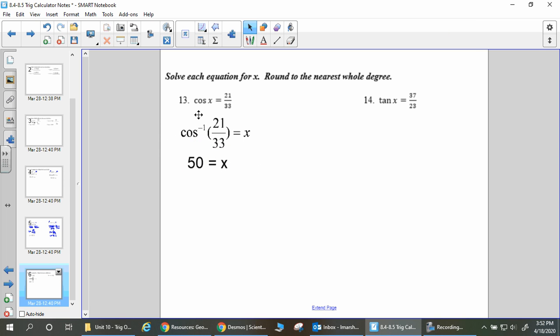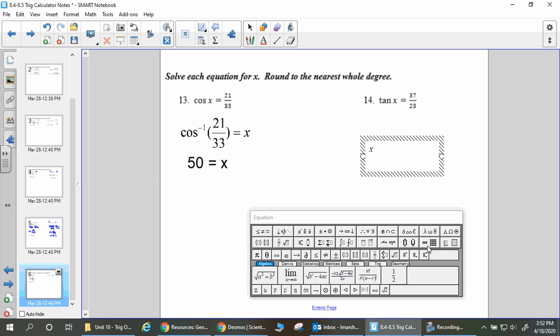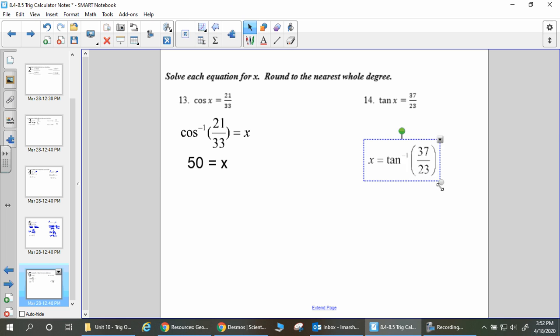It doesn't matter which side you put x on. So for example, when I go over here to number 4, I could say x equals, I could put in my tangent with the -1. I can put in my parentheses and my fraction and do 37 over 23. It doesn't matter which side you have that x on.